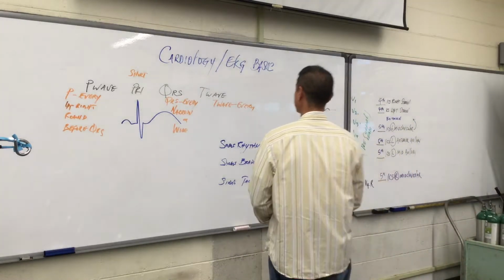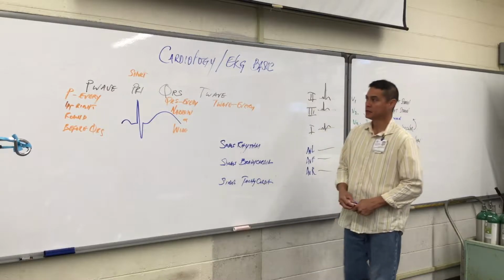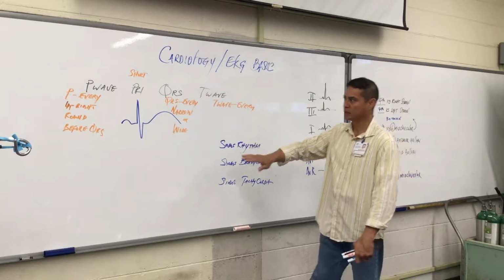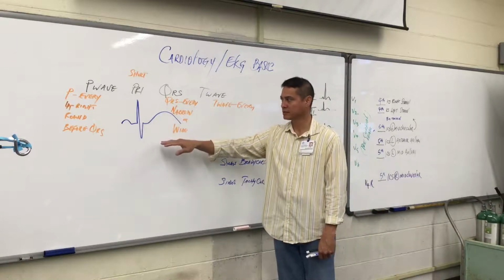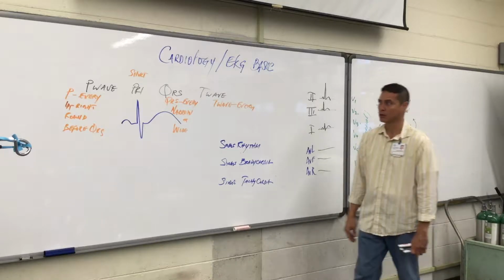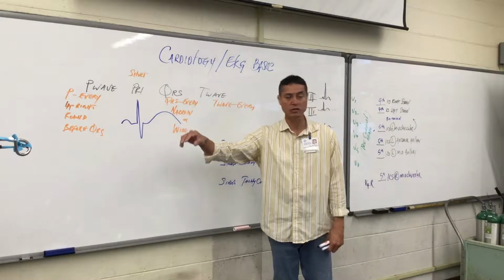All right, back to the cardiology, our basic EKG. We're looking at our sinus rhythms. We should always have a P wave. There should be a QRS, and then there should be a T wave. Again, I wrote it up here for those that are not visual learners.